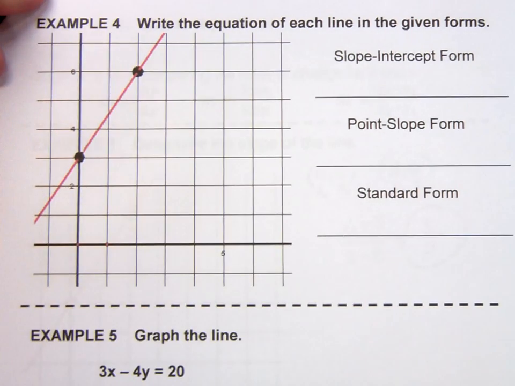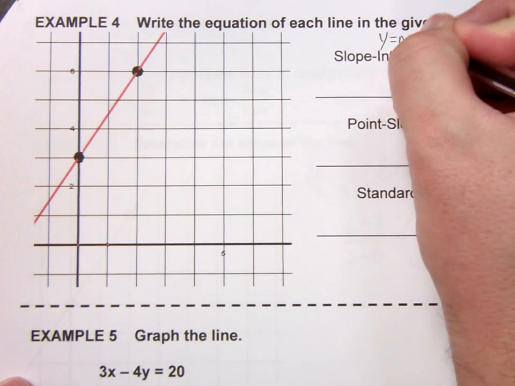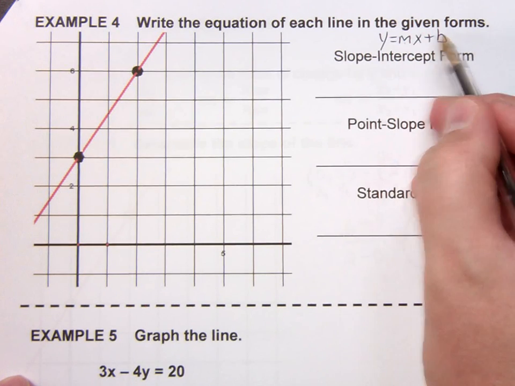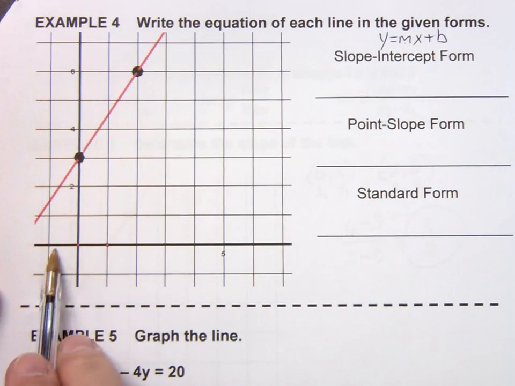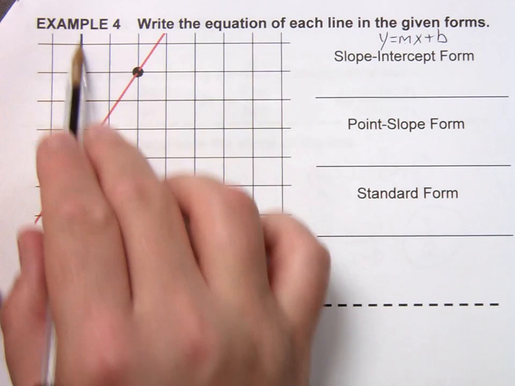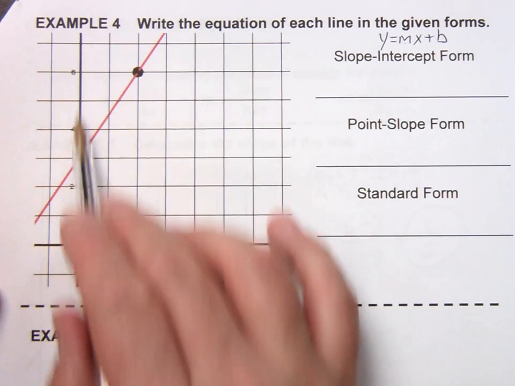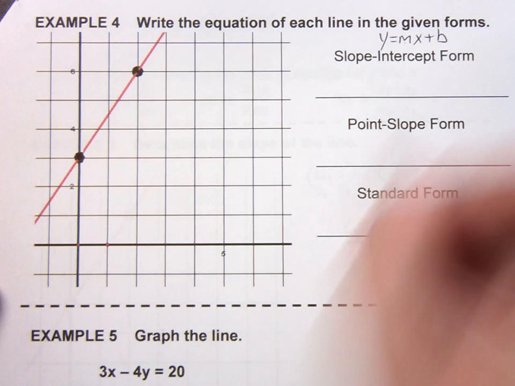Okay, well, for slope-intercept form, remember, all you need is the slope and the y-intercept. Well, because we have a graph, we can actually see what the y-intercept is. This is the x-axis. This is the y-axis, and you should see this graph intersecting the y-axis at this point right here where the y value is 3. So I know b is going to be 3.